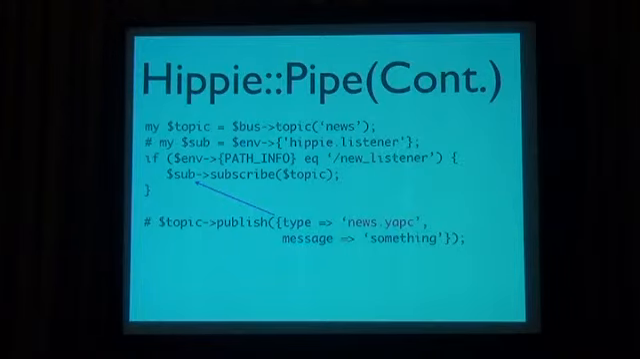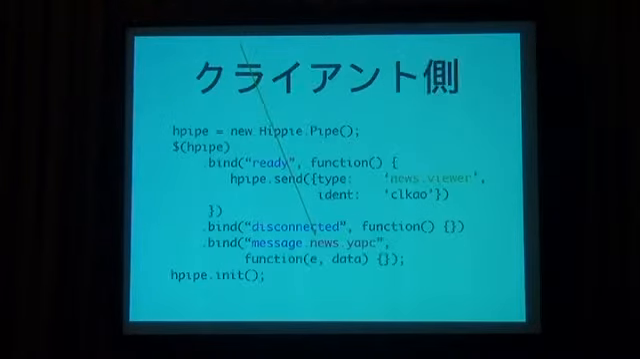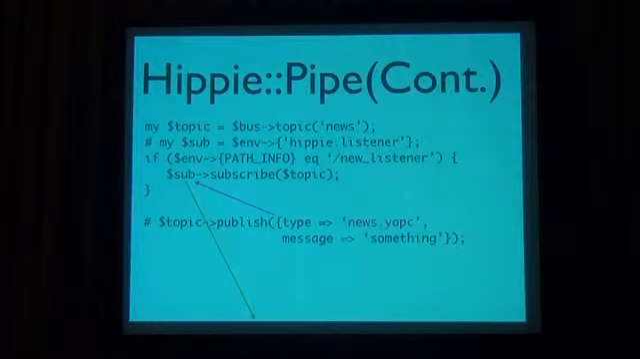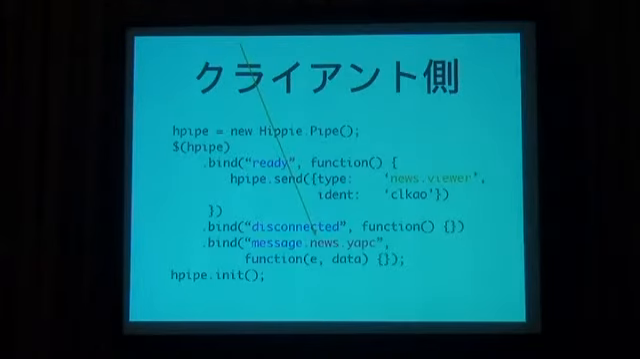Okay, but what does this do in the client side? Because this is on the server side, the publish goes to the subscriber. So in the client side, you instantiate Hippie pipe and you bind the events here. The events are mapped as message.yapc, news.yapc, which is the type just here, as you can see. So this connects the client and server without you doing too much heavy lifting. So it's kind of nice.